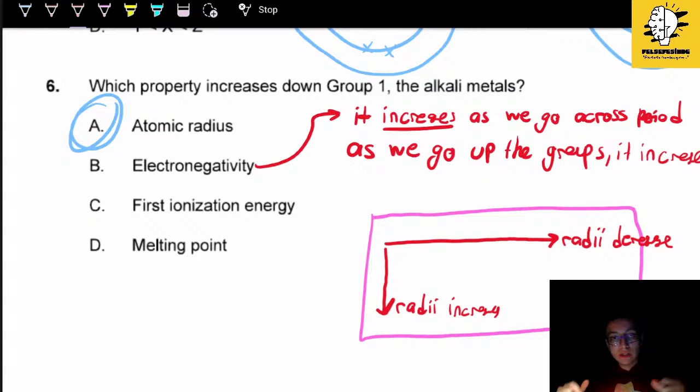And the radii decrease is about electrostatic attraction between the nucleus and the valence electrons and the shielding electrons. Don't forget the term shielding electrons. This is very important for the DP exams.